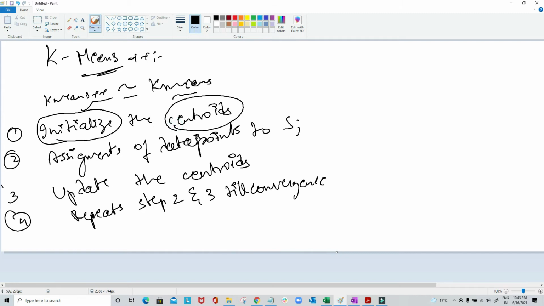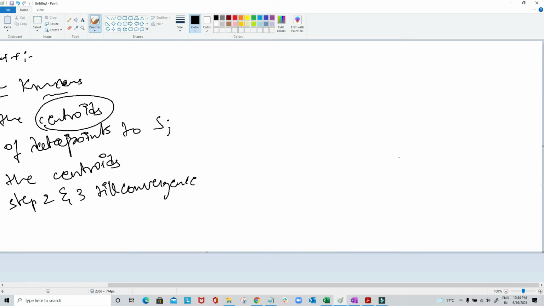initialization of centroids. So how that is done is, imagine we have a data set with points x1, x2, x3, x4, x5, x6, until xn. So what it does is, imagine I select a point x3 as the centroid c1, and what it does is a smart initialization.